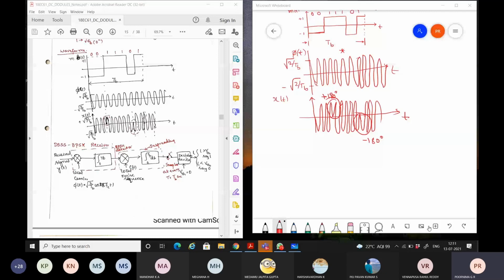okay. Then how will be the receiver for such direct sequence spread spectrum binary phase shift keying? So for that, let's see the BPSK receiver.